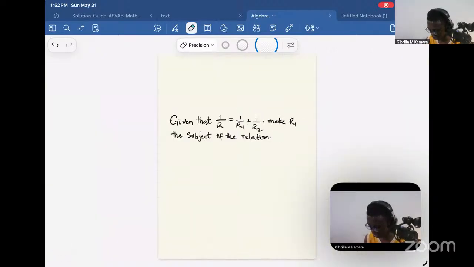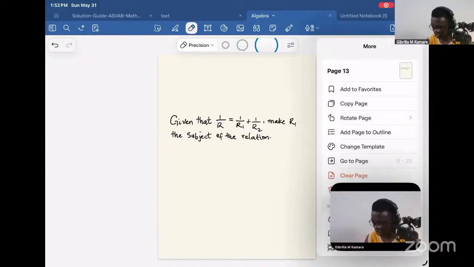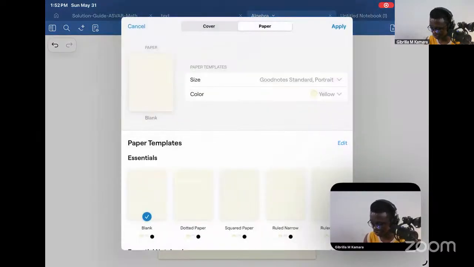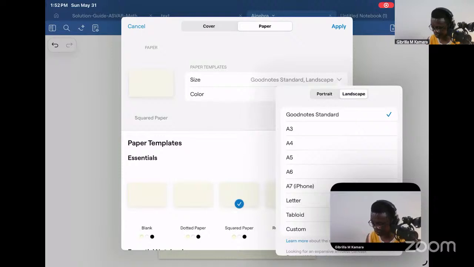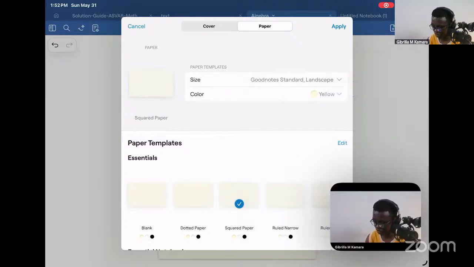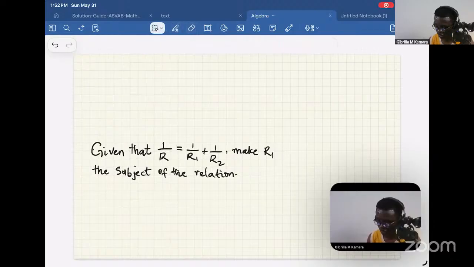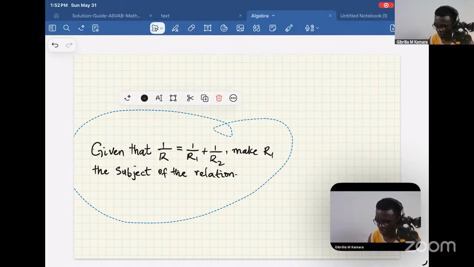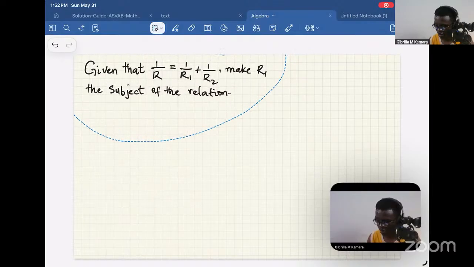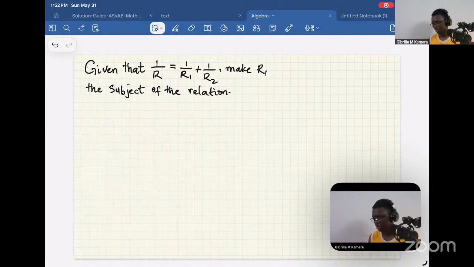So this is question 7, but let's change the layout so it will be very easy for us. Let's change the layout from portrait to landscape. Yes, so now first thing, let's bring the question right up here. Okay. Now we can solve.